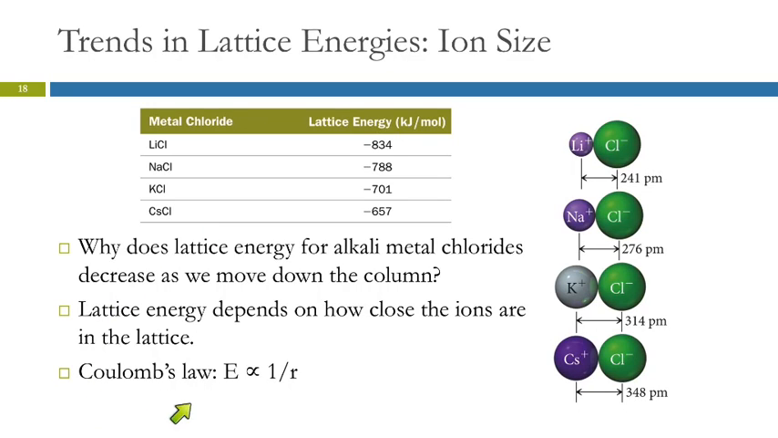Coulomb's law, remember, was E equals a bunch of constants, but basically 1 over r, right? So the energy is proportional to 1 over r, the radius, the distance between these. So if the distance is larger, the attraction is less. The lattice energy will be less. Does that make sense?